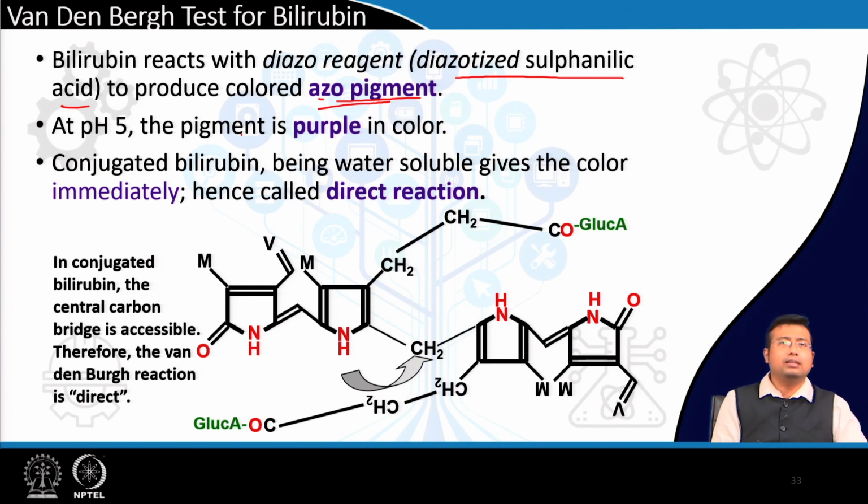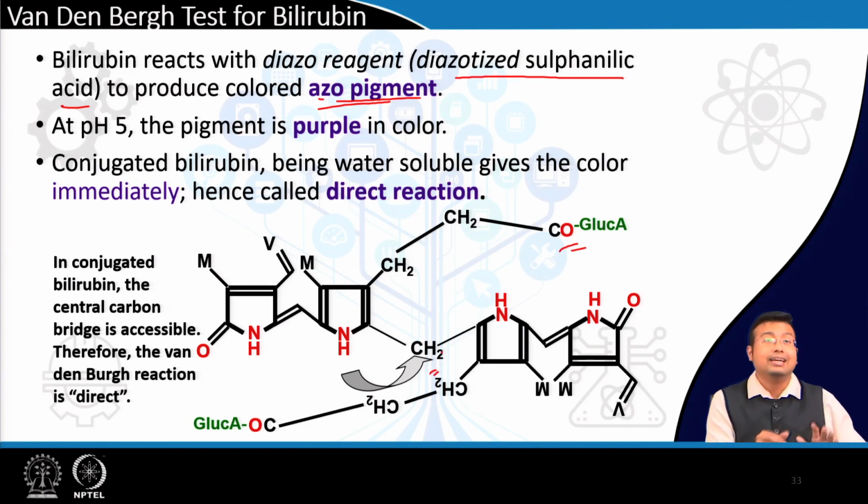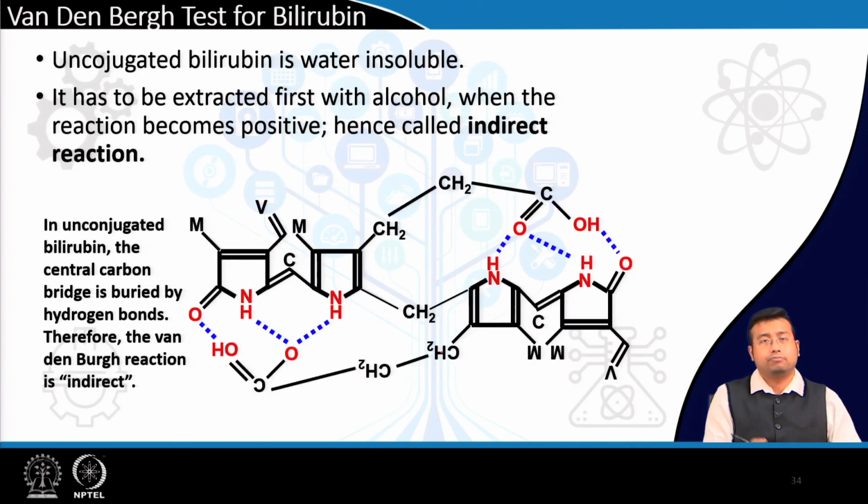So, what is actually happening here? We already know that in conjugated bilirubin, the central methane bridge is exposed and accessible, and this is where the diazo compound reacts, leading to the formation of a purple color. Whereas in unconjugated bilirubin, if we directly treat it with the diazo reagent, there will be no reaction.